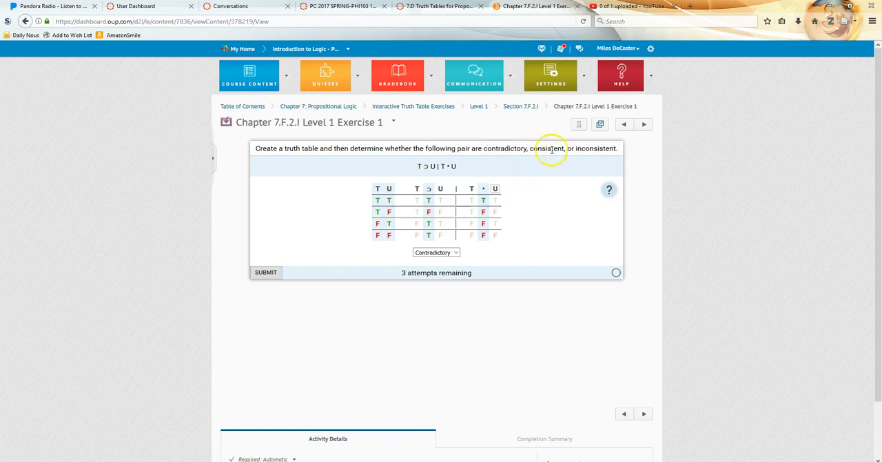And a consistent set of statements is one where there's at least one line where both of the main operators are true. Here, I've got one line. That's all I need, just one. So I'm going to mark this as consistent. I've got my two main operators selected here, and I'm going to click submit. And it's going to give me correct. That's how you're going to do these exercises. You're going to figure out what the main operator values are, then compare those main operator values to figure out whether the pair is contradictory, consistent, or inconsistent.